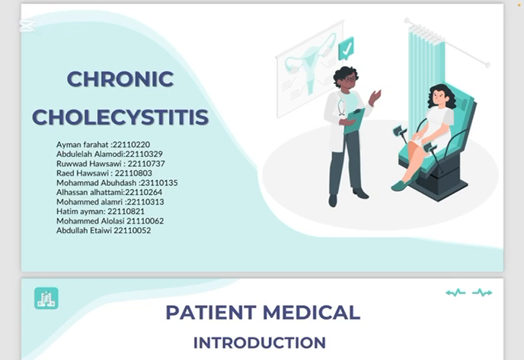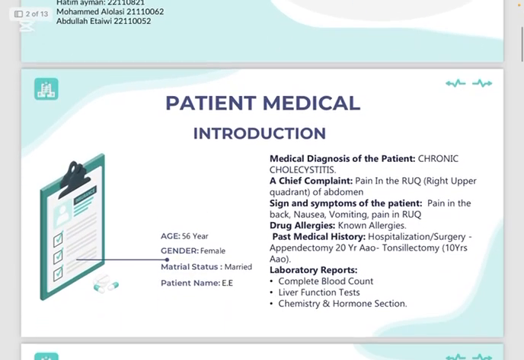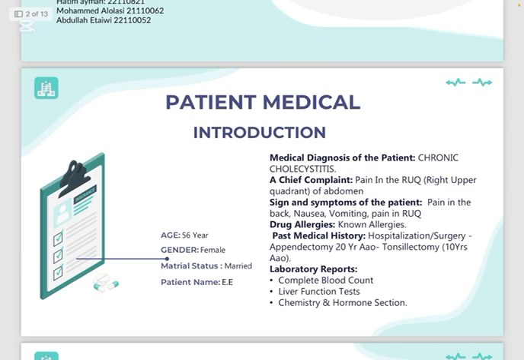Okay, now we will move to the patient's medical history. A patient diagnosed with chronic cholecystitis was admitted to the ER complaining of right upper quadrant abdominal pain with nausea and vomiting as signs and symptoms. She has no known history of drug allergy, and had surgery before 20 years ago for appendectomy and before 10 years ago for tonsillectomy.